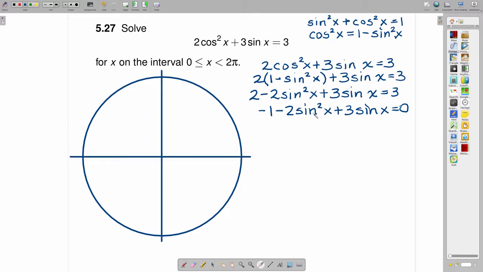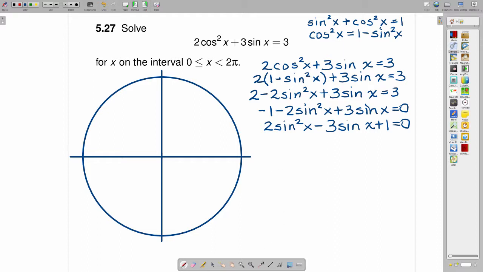So I'm going to do 2 steps at once here. I'm going to multiply both sides by negative 1, and I'm also going to put these in order. This will be the first term. This is the highest power term. This will be the second term, and then this will be the third term. So when I do that, I wind up with 2 sine squared x minus 3 sine of x plus 1 is equal to 0.